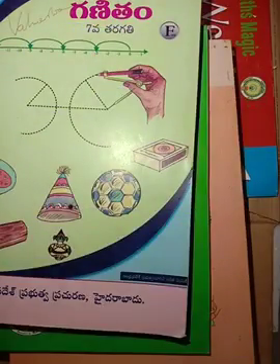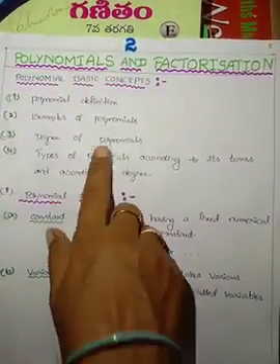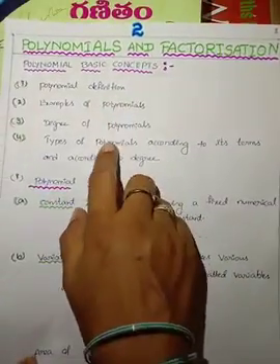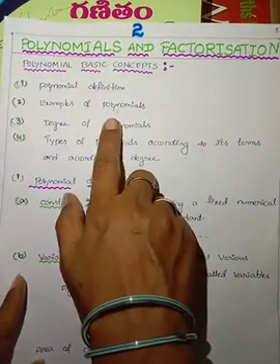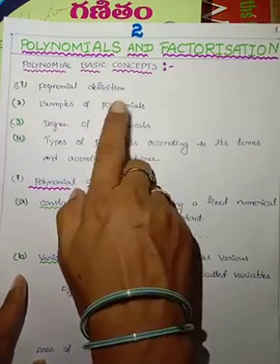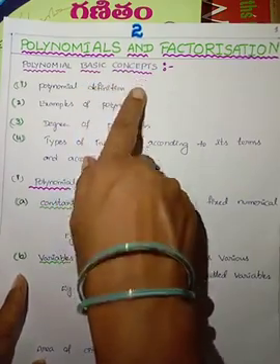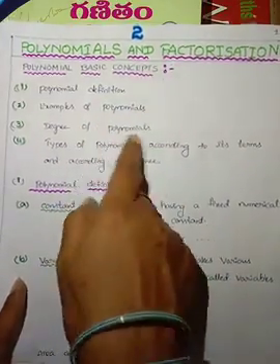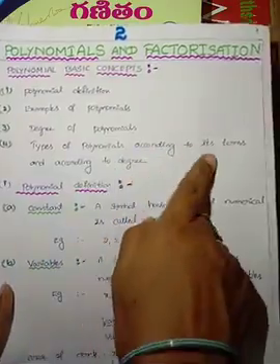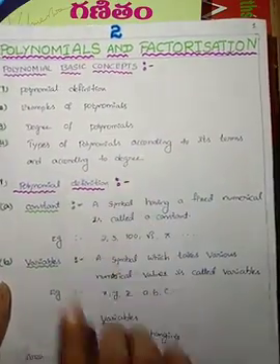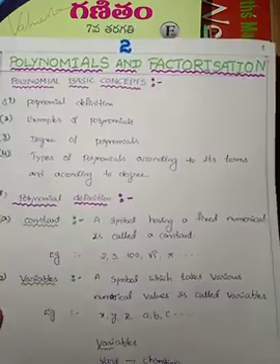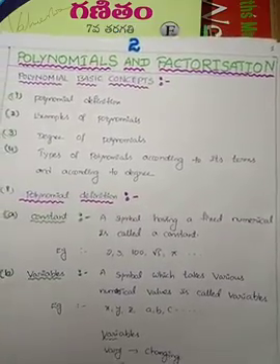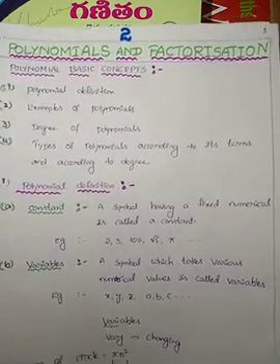This is the introduction topic, polynomial basic concepts. From the beginning of the class I am telling the basics. In today's class we discussed only basic concepts. We discussed the polynomial definition, examples of polynomials, degrees of polynomials, and types of polynomials according to terms and degree. So this is today's class. I think everyone understood today's class.